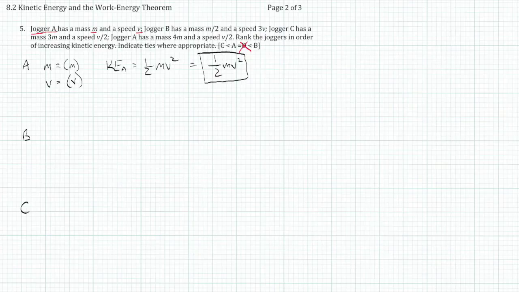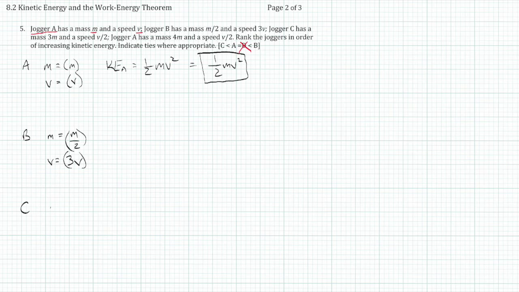All right, let's compare that then to jogger B. What does jogger B have? Well, he's got a mass of m/2, that's 1/2 the mass. That's the mass of jogger B, and the speed of jogger B is 3 times jogger A's velocity. So he has half the mass, but 3 times the speed, 3 times the velocity.